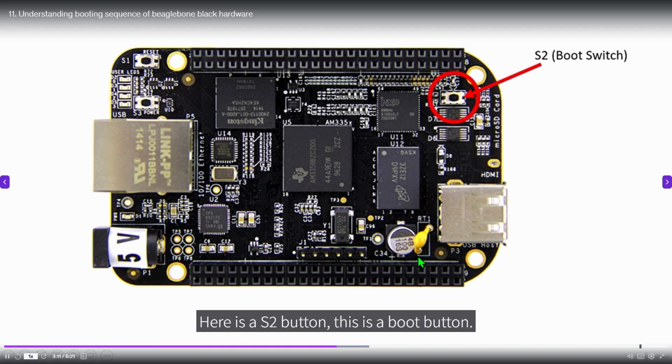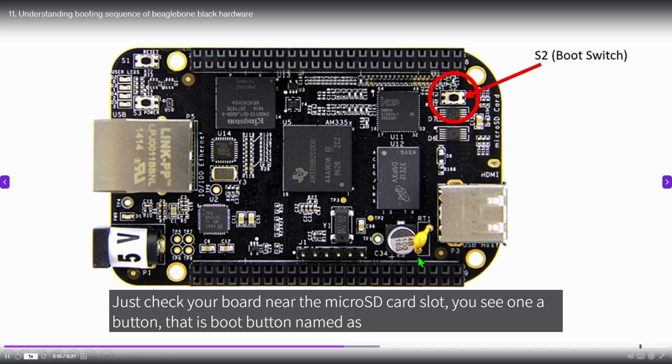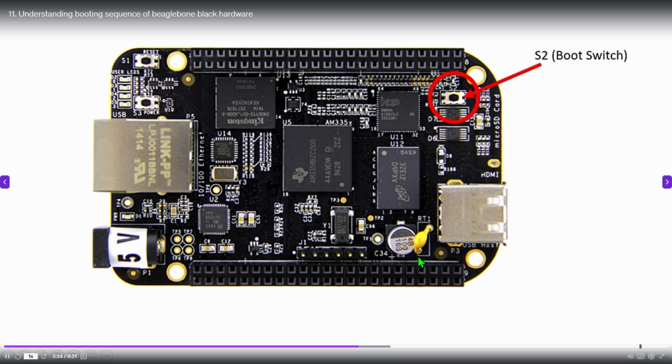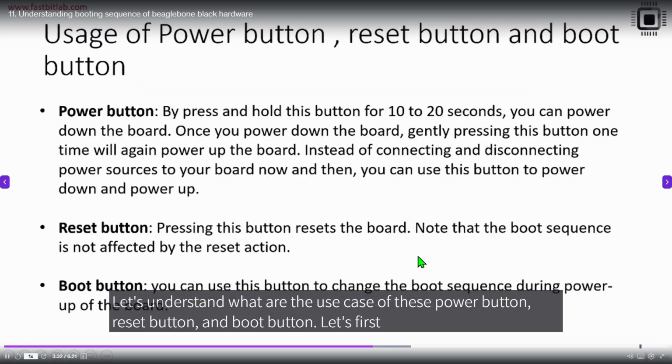Here is the S2 button. This is the boot button. Just check your board. Near the micro SD card slot, you see one button. That is the boot button named S2. And you also see 2 more buttons. One is the power button and another one is the reset button. Let's understand the use case of this power button, reset button and boot button.